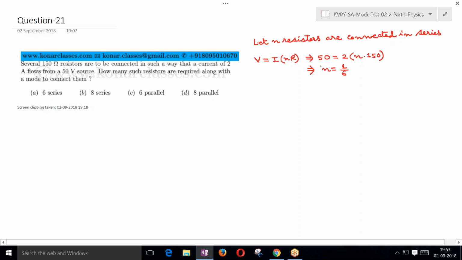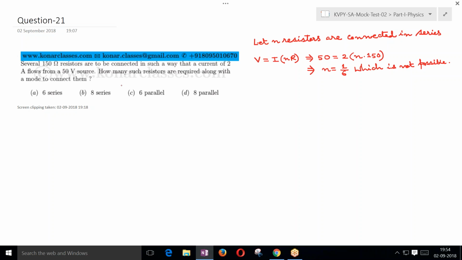Now n equal to 1 by 6 is not possible. Why? Because this is the number of resistors connected in series. That cannot be a fractional number, because n has to be a natural number. So that is not possible. So what are we left with? By this time we can ignore the first two options, option A and option B, because both options have series. So definitely they have to be connected in parallel.